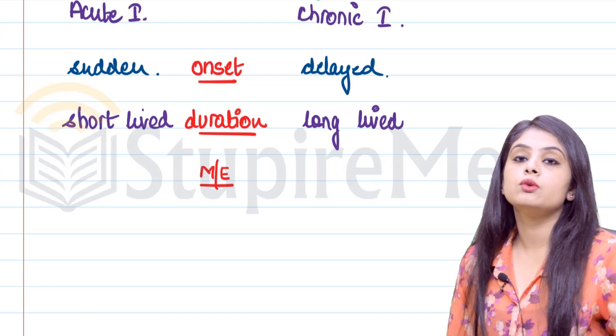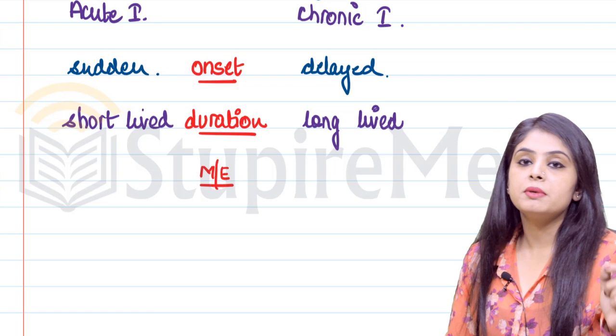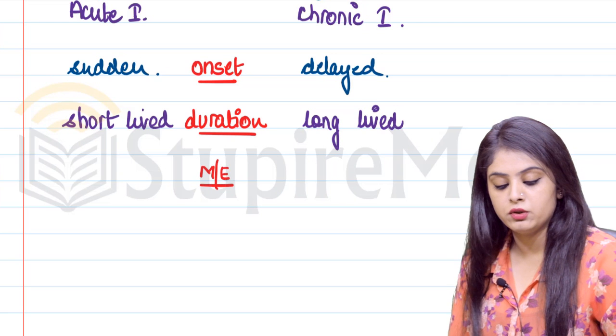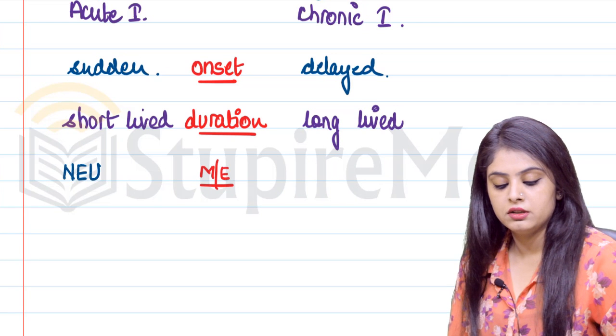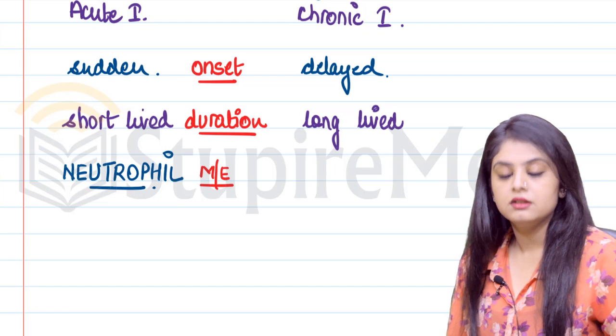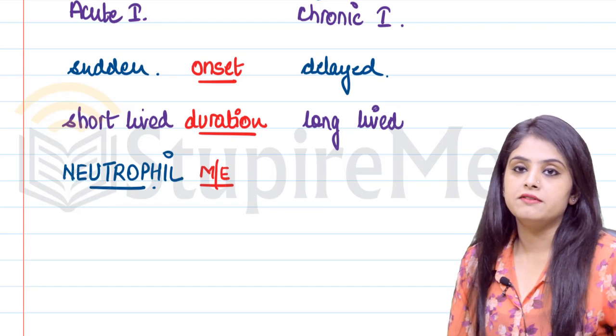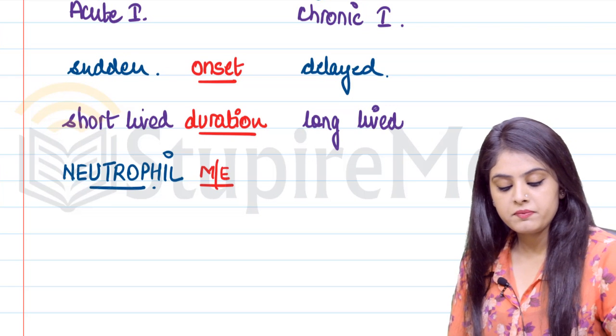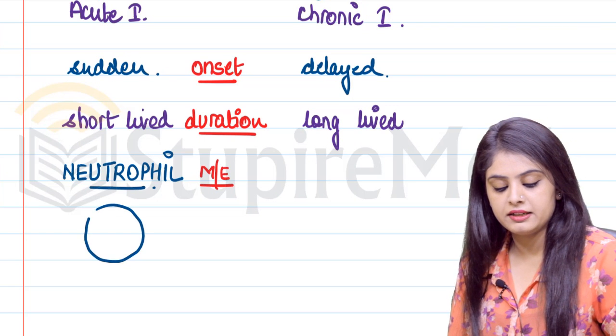When we talk about acute inflammation, that one particular cell that should come to your mind is always going to be a neutrophil. Remember, neutrophil is a cell of acute inflammation, always. How does a neutrophil appear? Let's make a schematic diagram.